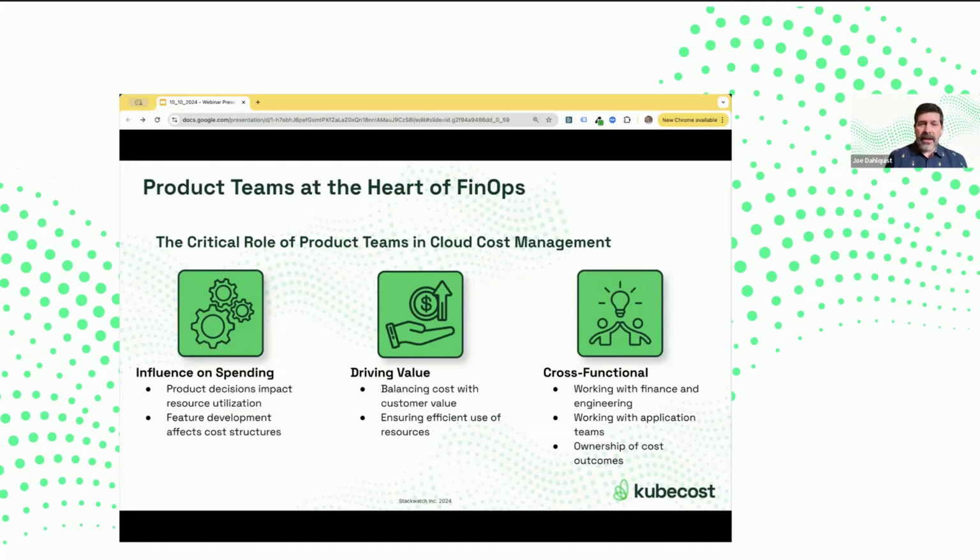The decisions that you make as product teams, the actions that you take, really have direct impacts on cloud spend. PMs are traditionally kind of value hawks, right? The mission of the day for product teams is to balance everything from feature requests to product enhancements, new feature creation, new product creation, balance all of that with customer value.